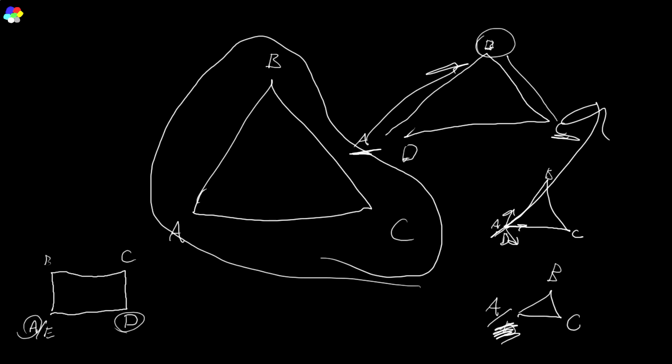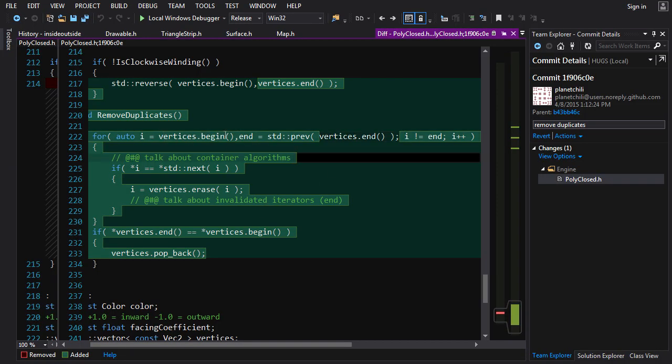So what we do is we go from the beginning to one before the end. We get vertices.end, and then we use std::prev to get the one before that. And we make sure we loop until i is not at the end, which is one before the actual end. Confusing. And while we're doing that, we increment. We compare the current one to the next one, the one after the current. And if they are the same, we erase the current one.